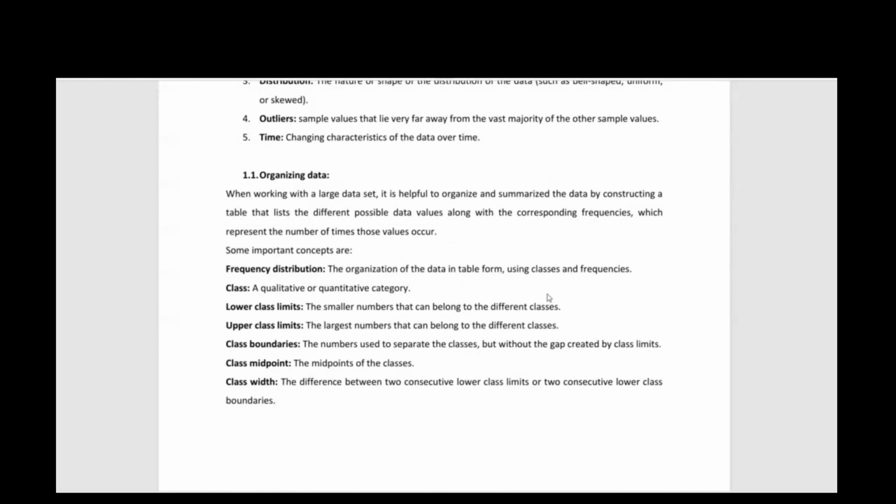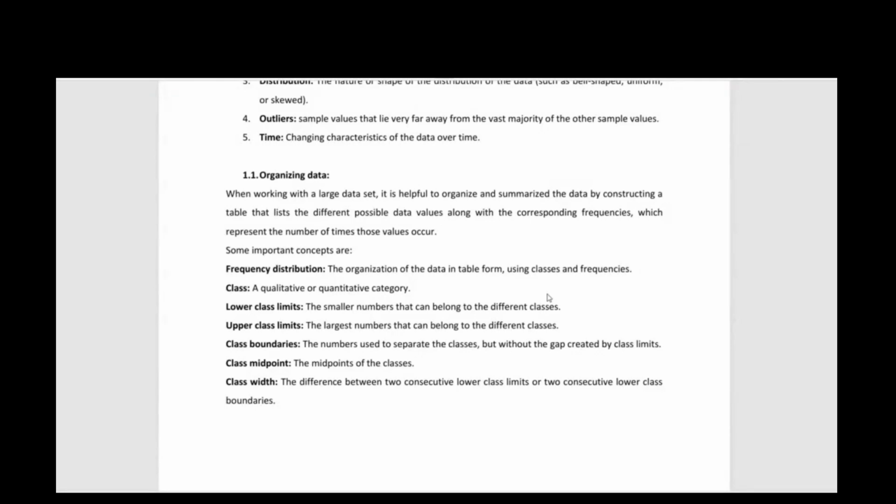Some important concepts related to the data are frequency distribution, which organizes data using classes and frequencies. The class is a qualitative or quantitative category. Lower class limits are the smallest numbers that can belong to the different classes. The upper class limits are the largest numbers that can belong to the different classes.